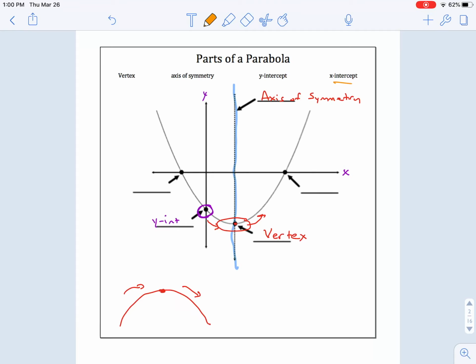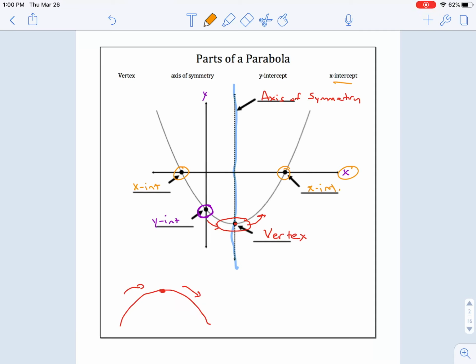And last but not least, we have our x-intercepts. Again, here's our x-axis. There can be 2 points where our function hits the x-axis. These are our 2 x-intercepts.